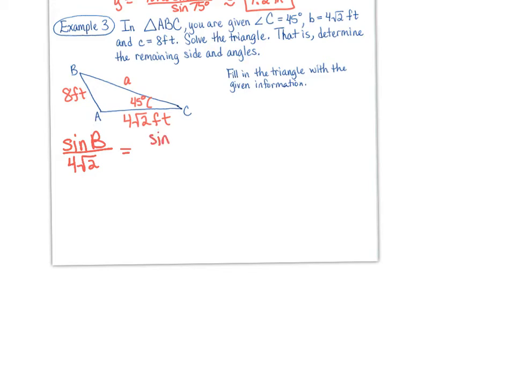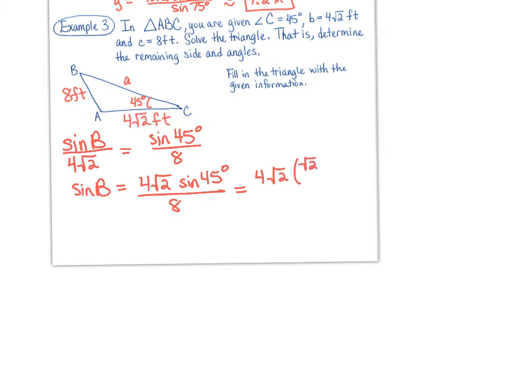Sine 45 degrees over 8. Good. And then that means sine of B is equal to 4 root 2 sine of 45 degrees divided by 8. Sine of 45 degrees is root 2 over 2. Divide this by 8. What is the square root of 2 times the square root of 2? 2 over 2 is? So this all is 1 in here. So you end up with 4 over 8, which is 1/2.